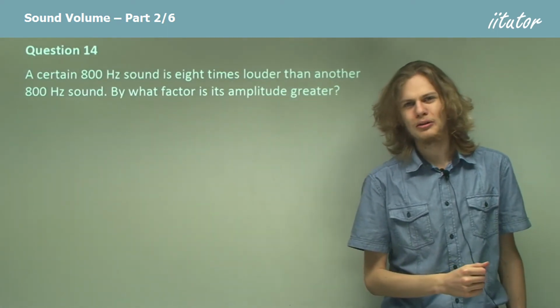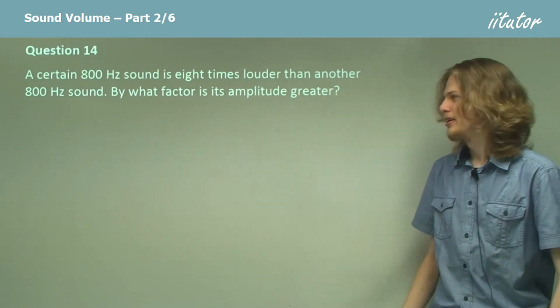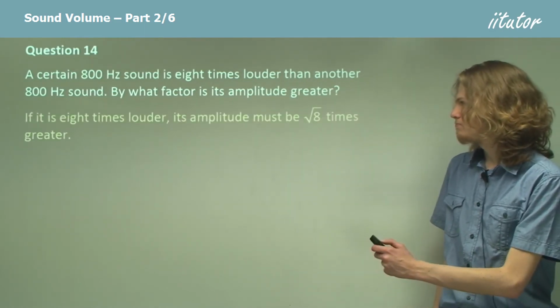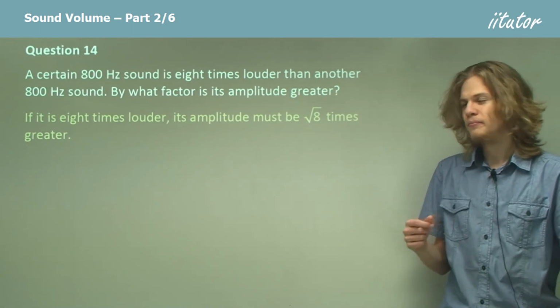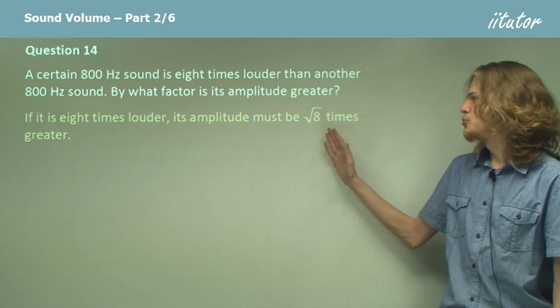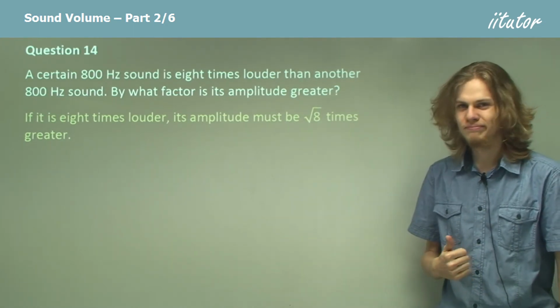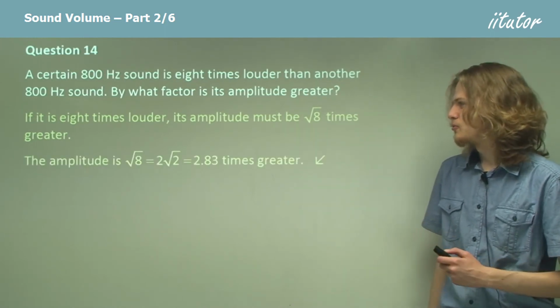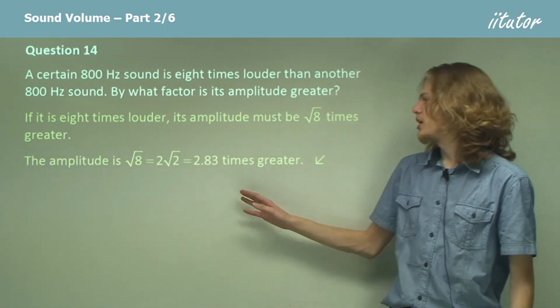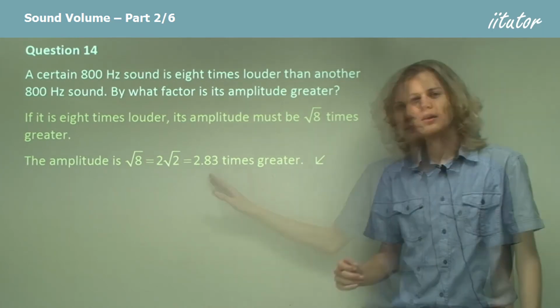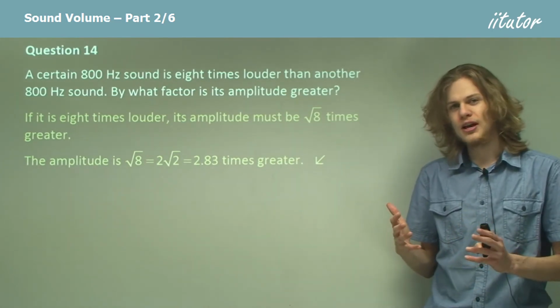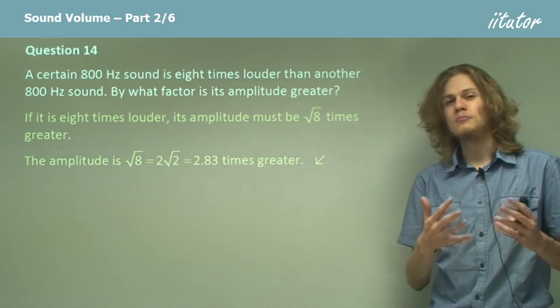Well, 8's not a square number. So, what's our answer? Well, if it's 8 times louder, then its amplitude is the square root of 8 times greater. We can of course simplify this using a calculator to 2.83. So, the amplitude of the sound is 2.83 times greater.